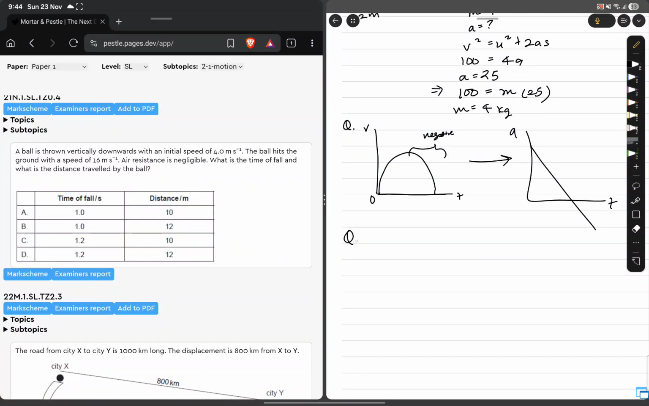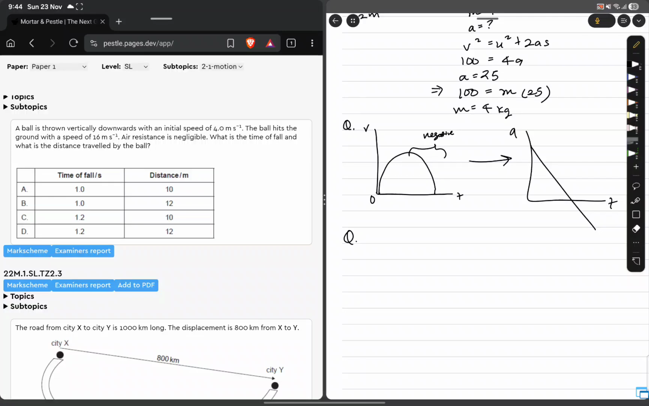Alright, then the next question is, a ball is thrown vertically downwards with an initial speed of 4 meters a second. The ball hits the ground with a speed of 16 meters per second. Air resistance is negligible. What is the time of fall?